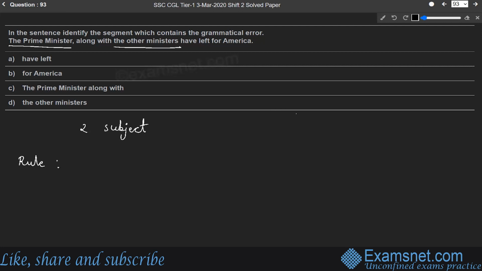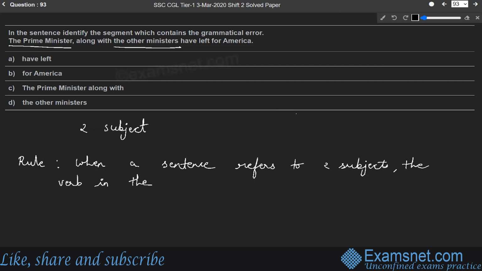The rule is, when a sentence refers to two subjects, then the verb in the sentence should refer to the subject that comes first.